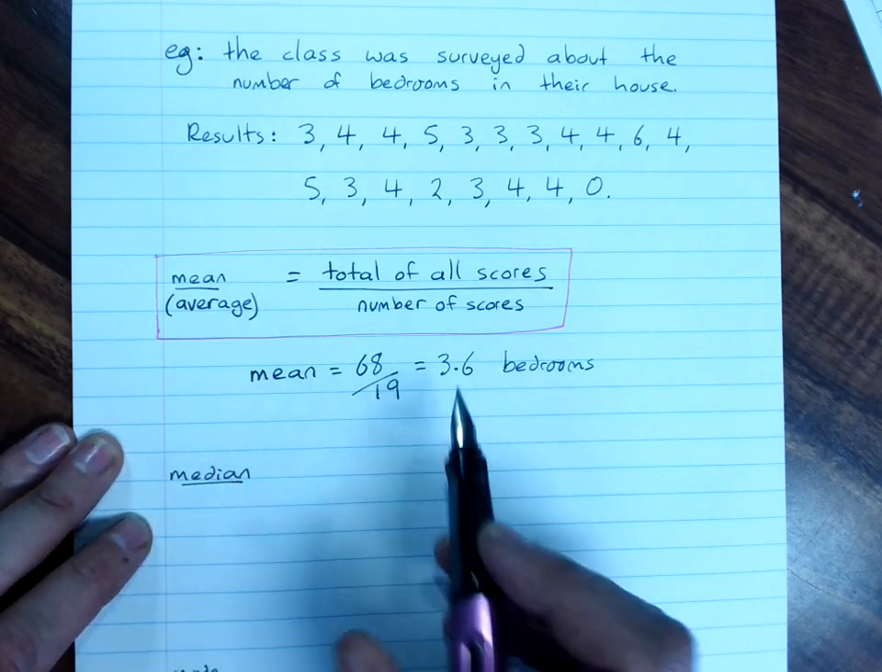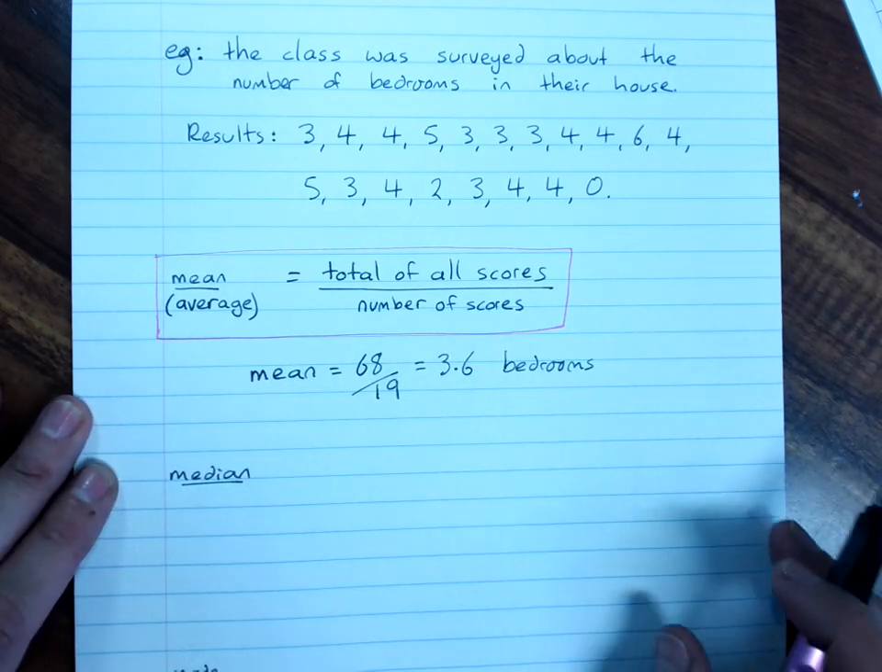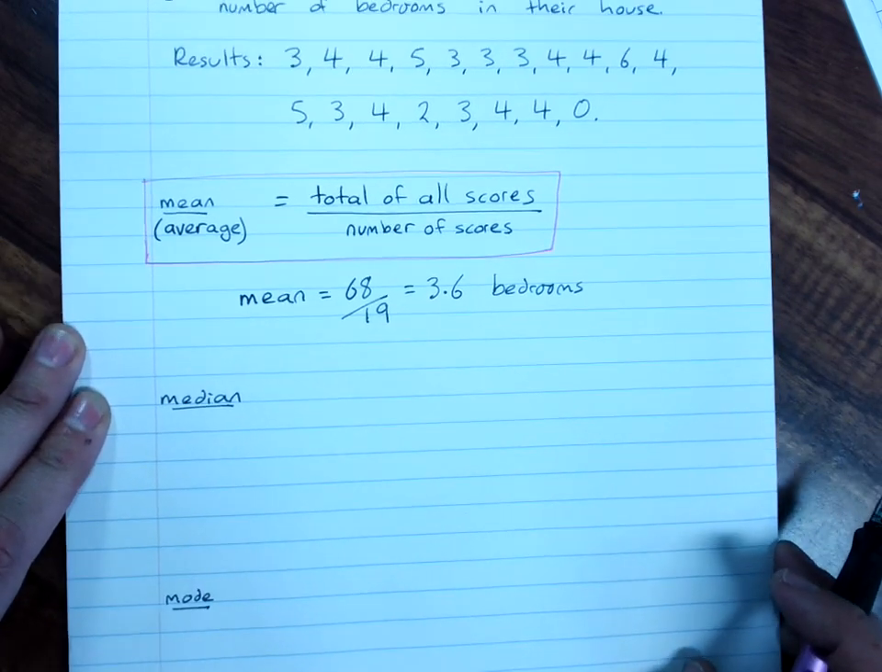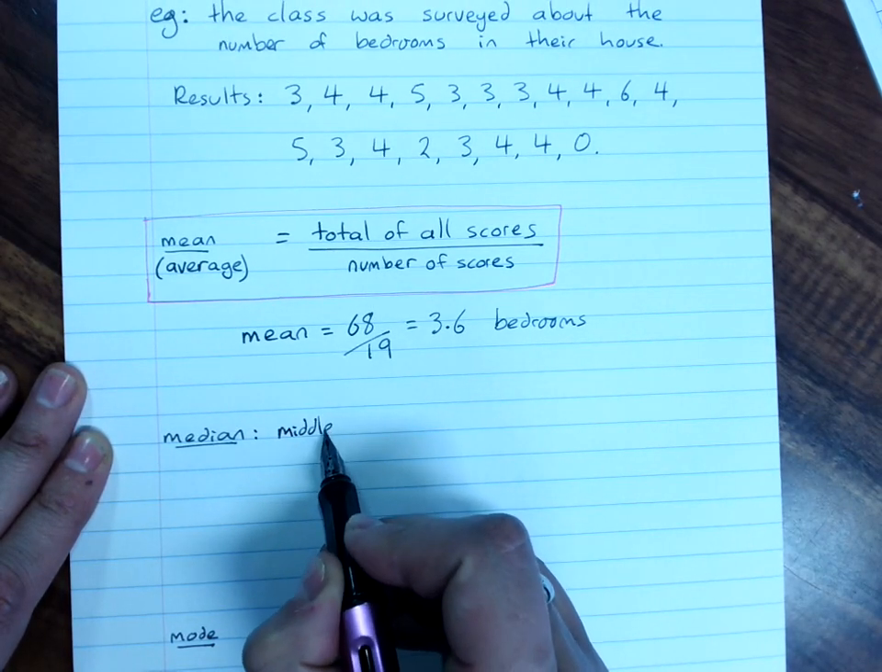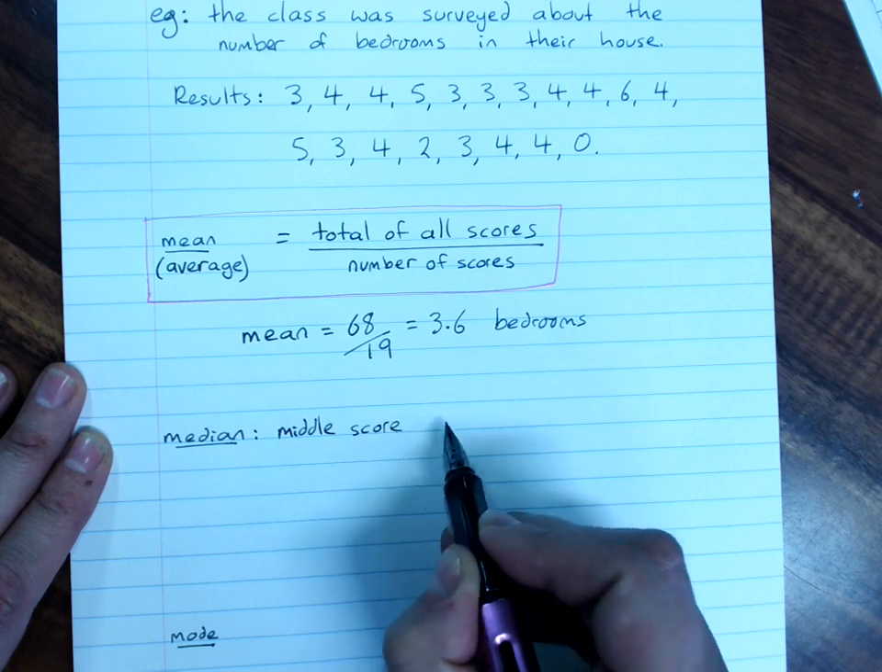So that's what the average or the mean does. The median is the middle score when all the scores are in order.